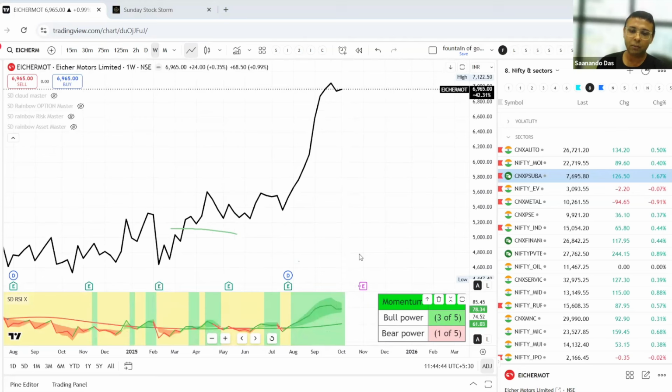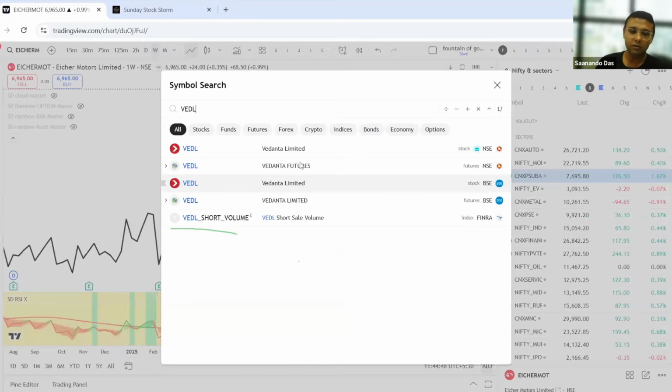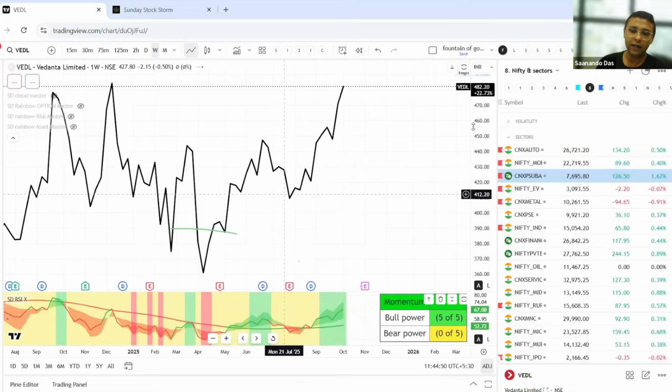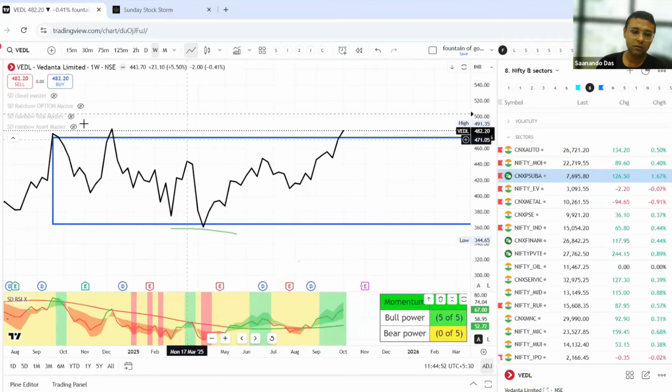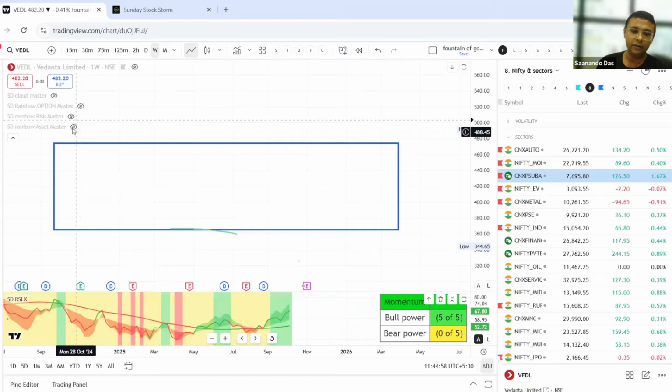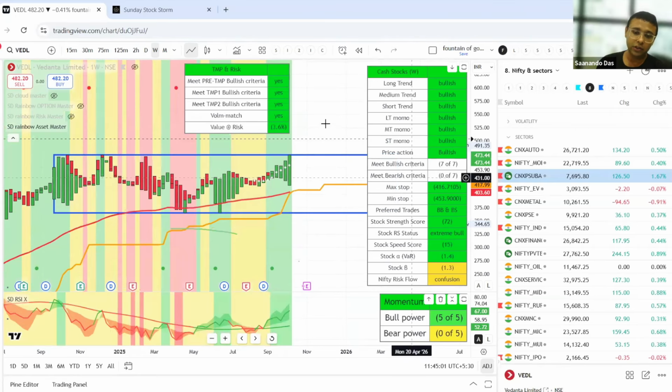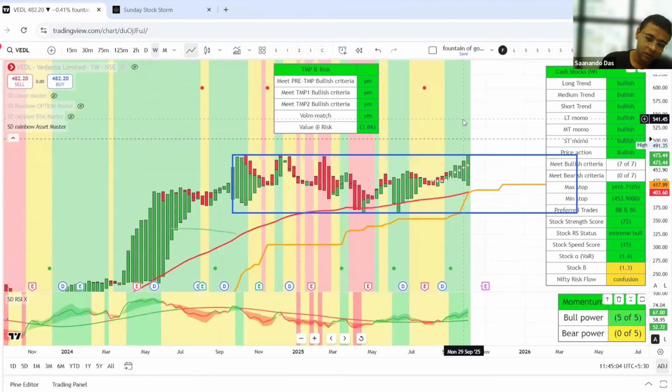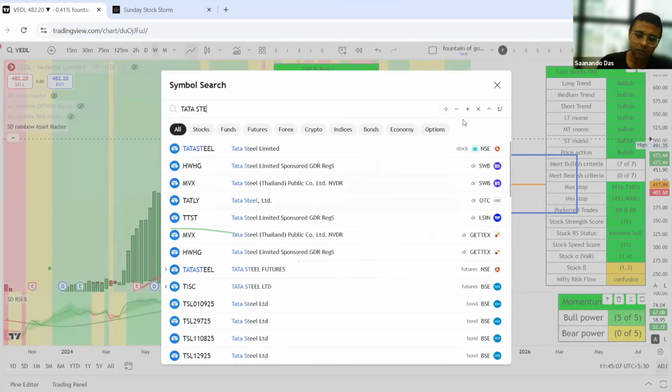VEDL and Astra Microwave. VEDL, Vedanta, I've highlighted Vedanta because of the metal segment, not just Vedanta, Tata Steel also highlighted. Tata Steel is interesting, very interesting, Tata Steel.